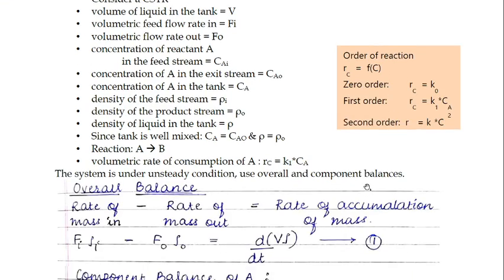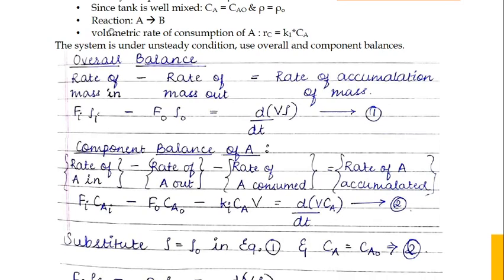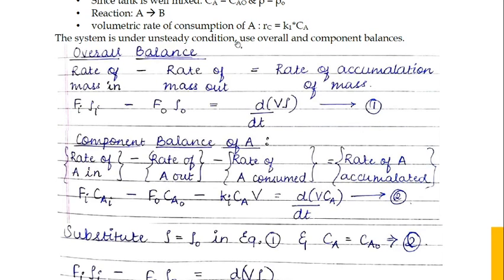Right, so let's go ahead with the balance equation. Now here in this case we are considering R is equal to K1 CA, that is the first order rate equation. Now let us do the balancing under unsteady state condition. When I say unsteady state condition, there exists accumulation. Accumulation is not zero, right?